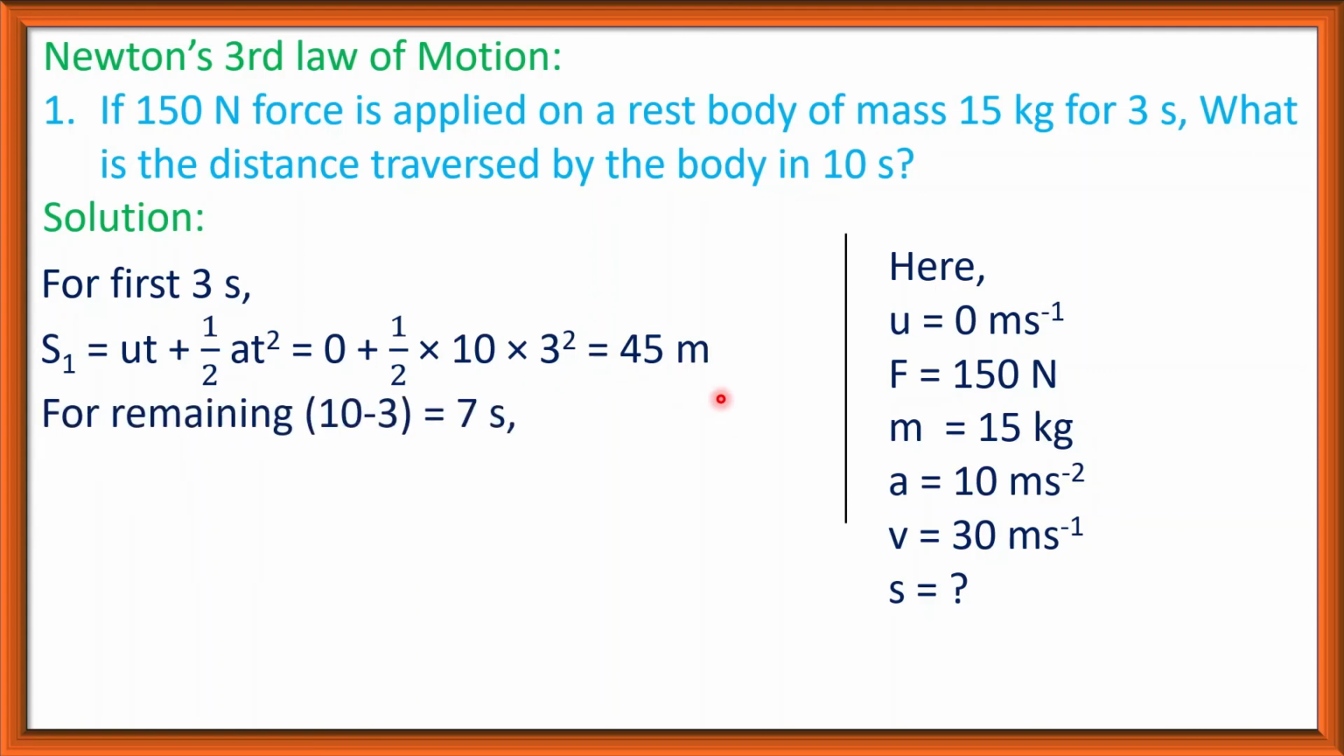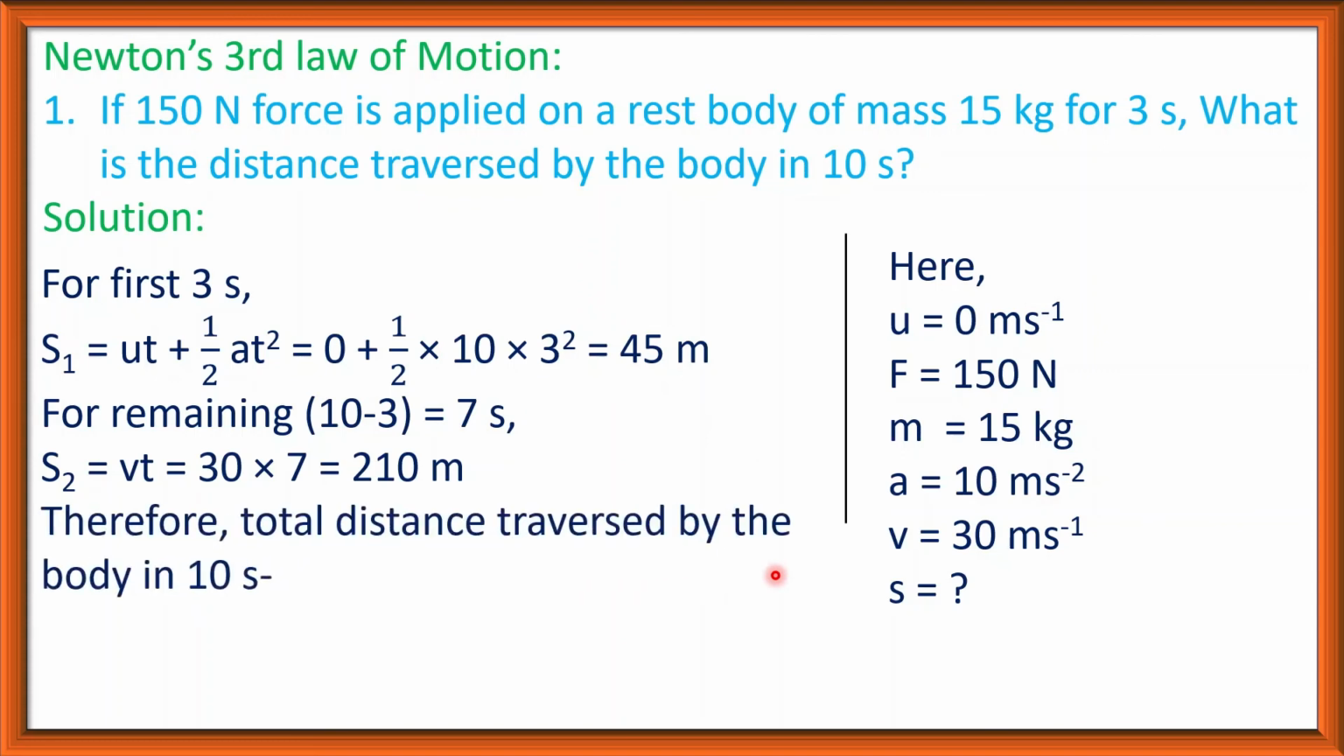And for the remaining time, 10 minus 3 is equal to 7 seconds, it will move with uniform velocity, and therefore S2 is equal to Vt. If the object moves with uniform velocity, then S is equal to Vt. So S2 is equal to V into T. This is 30 into 7, which is equal to 210 meter. That is, during uniform velocity it will move 210 meter, and during acceleration it will move 45 meter.